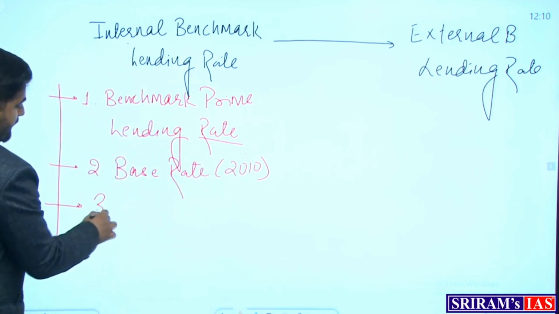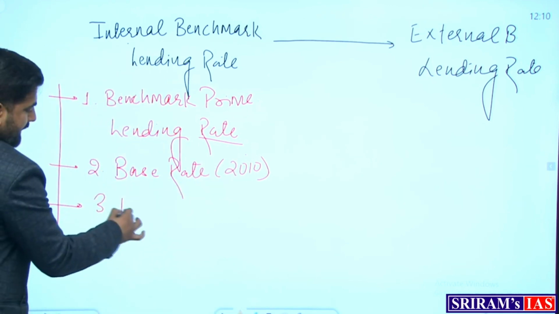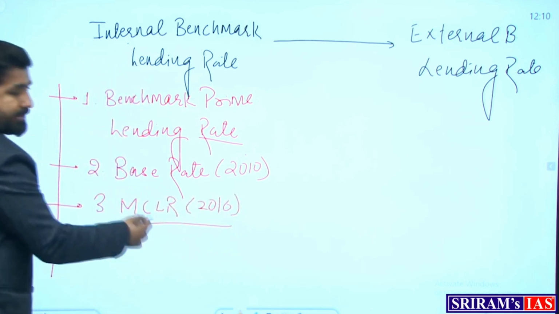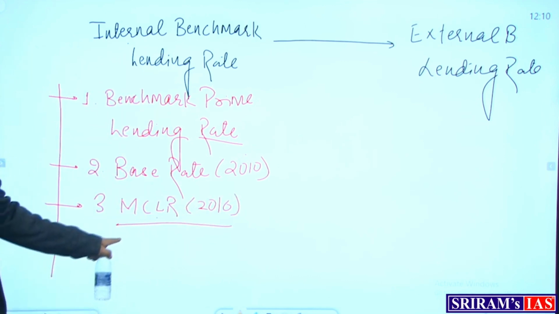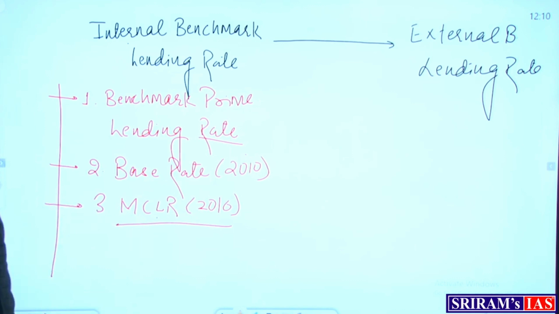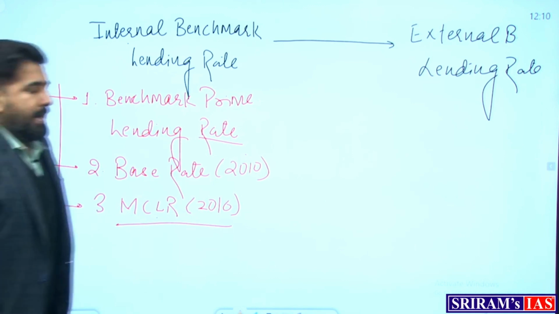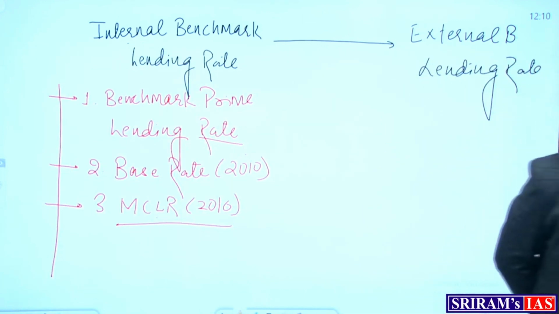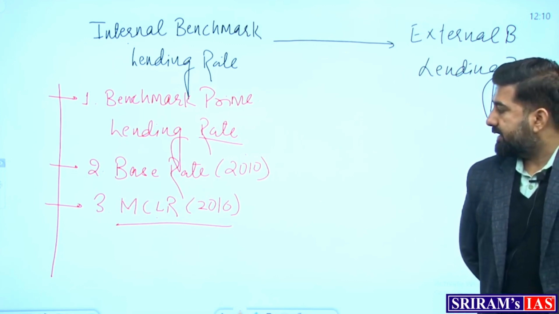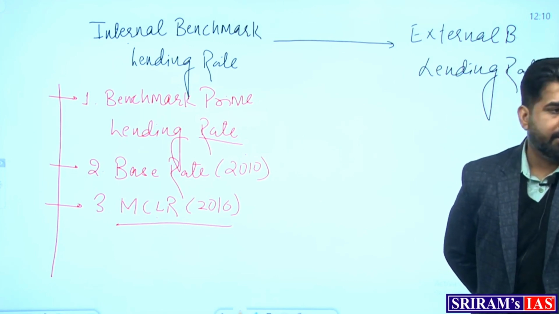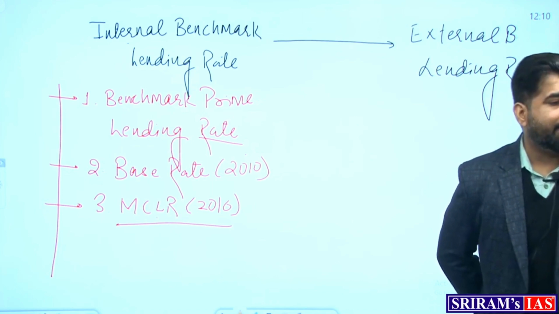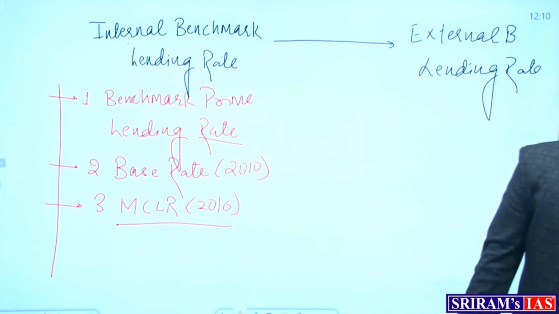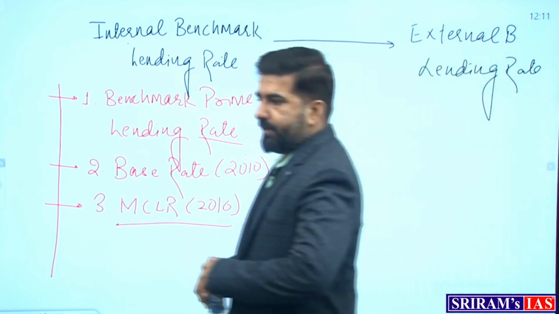Third, internal benchmark lending rate is MCLR in bracket 2016. So you can write the full form of MCLR, marginal cost lending rate. So write it down. First point under this. It was the minimum benchmark rate for floating rate loans.